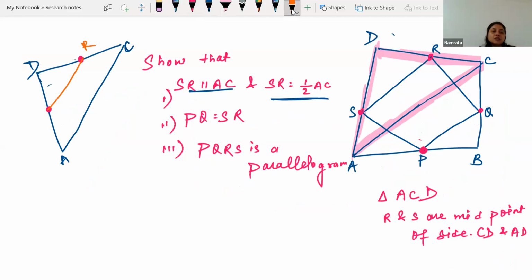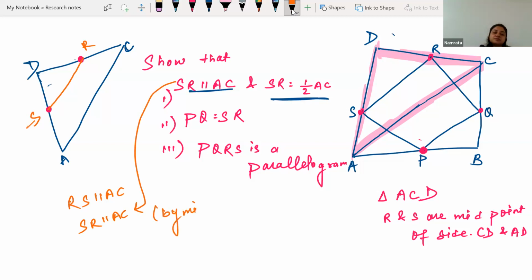So obviously this RS will be parallel to AC, or SR will be parallel to AC. SR, RS is the same thing. That's what we have to prove here. We can write that by the midpoint theorem, SR will be parallel to AC.